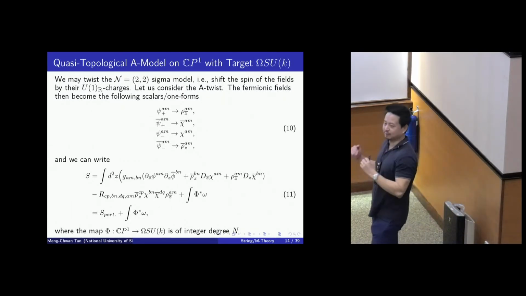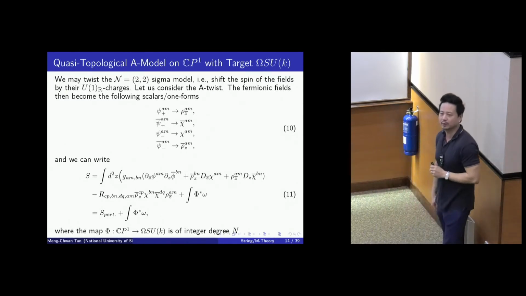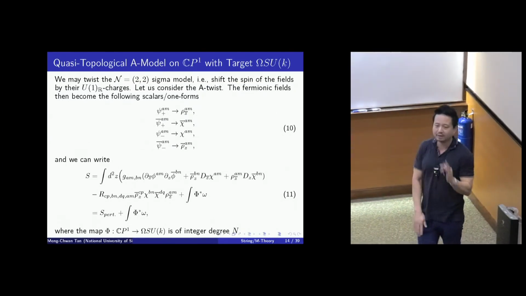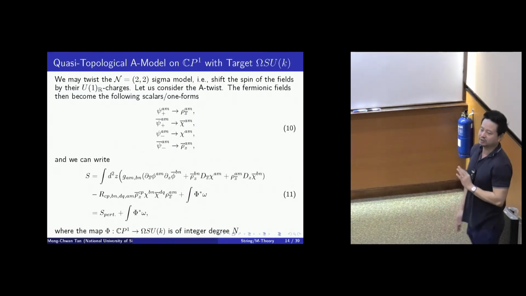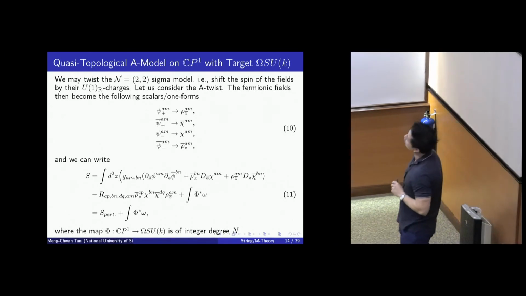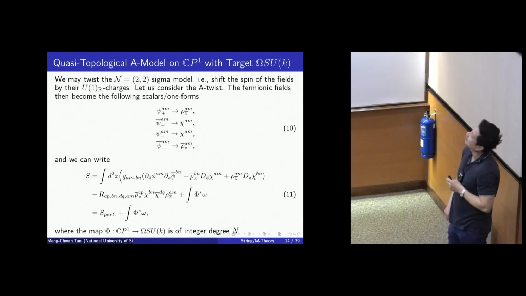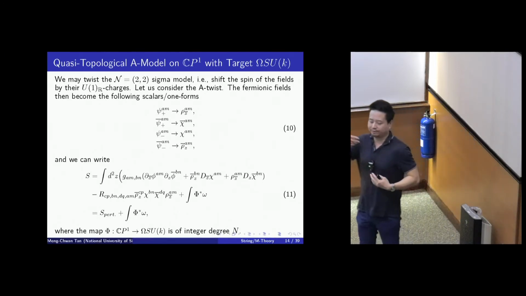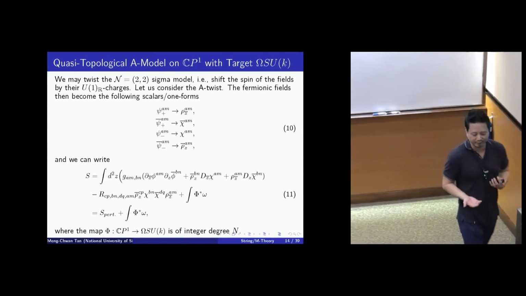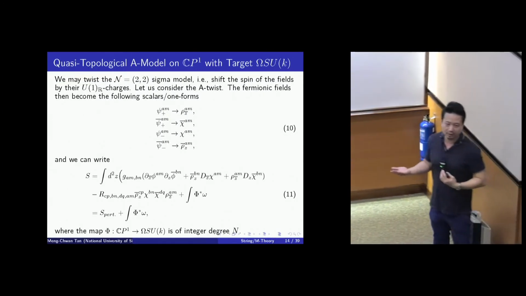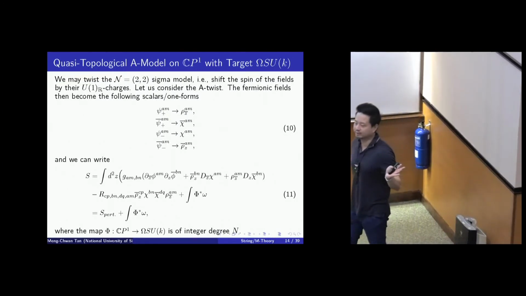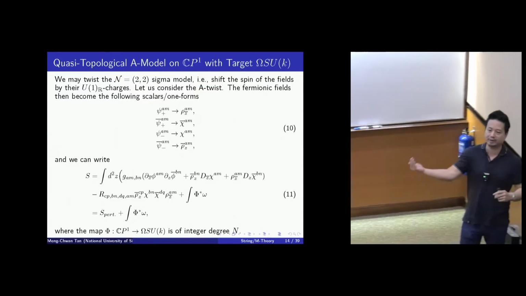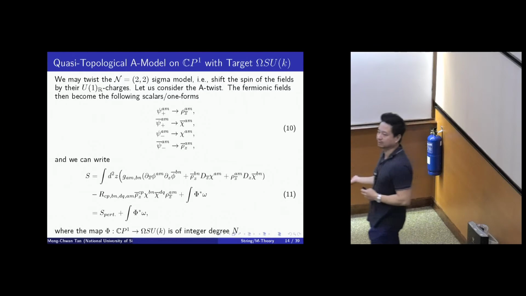Okay, now we want to twist the model in the usual way. So we want to do the A twist, whereby we shift the spin of the fields by one of the U1R charges. There are two, a vector and an axial one. So we want to consider the A twist. When you do that twist and redefine the spins, the fields which are charged under the U1R symmetry are only the spinor fields. So the scalars have no shift in their spins. The spinors have a shift in their spins.